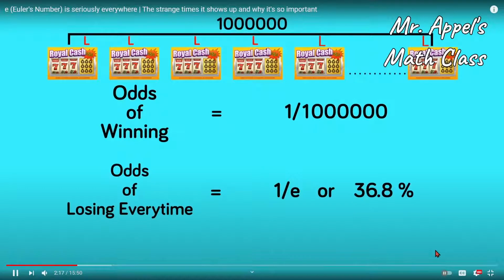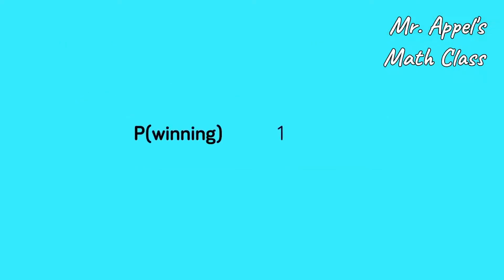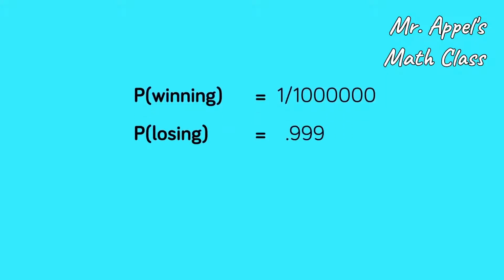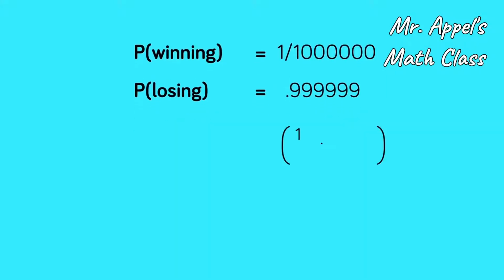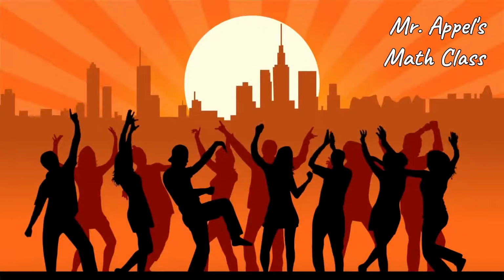Approximately, and this will always be the case for games with small probability. The reason for this is because a 1 in a million chance of winning means you have a 0.999999 chance of losing, or 1 minus 1 over a million. Raise that to the 1 million, and those are your odds of losing every single time. And as this value gets very large, since we have a minus sign this time, the whole thing will approach 1 over e.